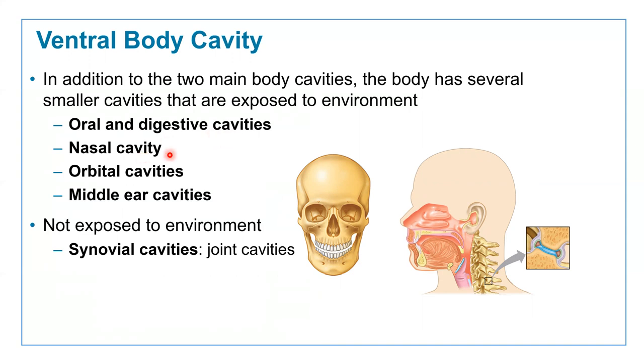Nasal cavities are open. Orbital cavities are open. Middle ear cavities are open. So neither one of these has serous membrane. We also have cavities that are not exposed to environment, but they also don't have serous membrane, and those are synovial cavities. And synovial cavities are your joint cavities that will be discussed later.